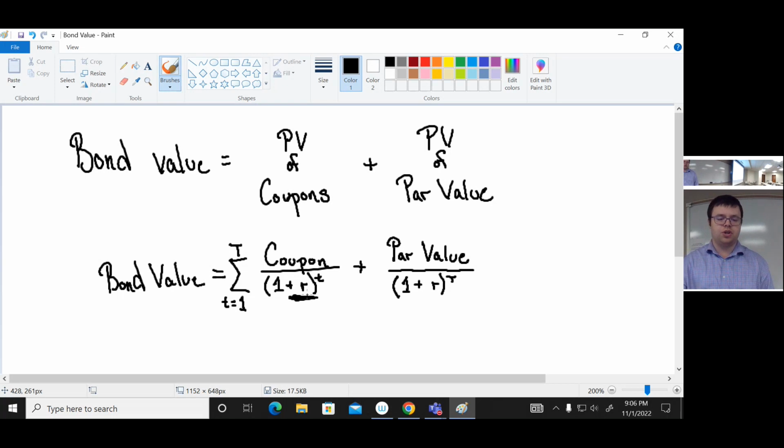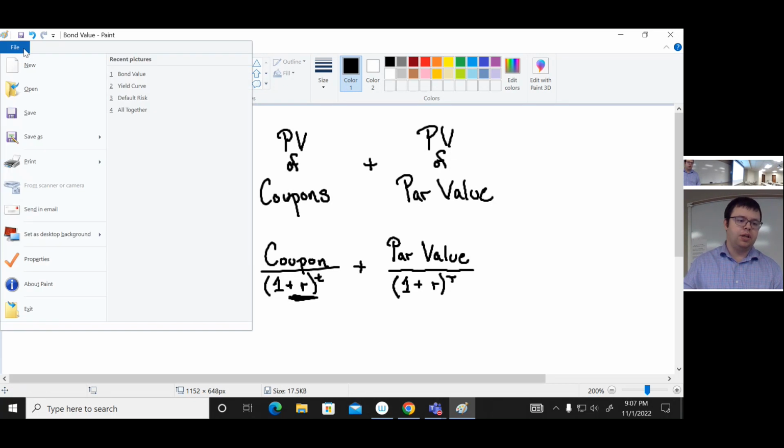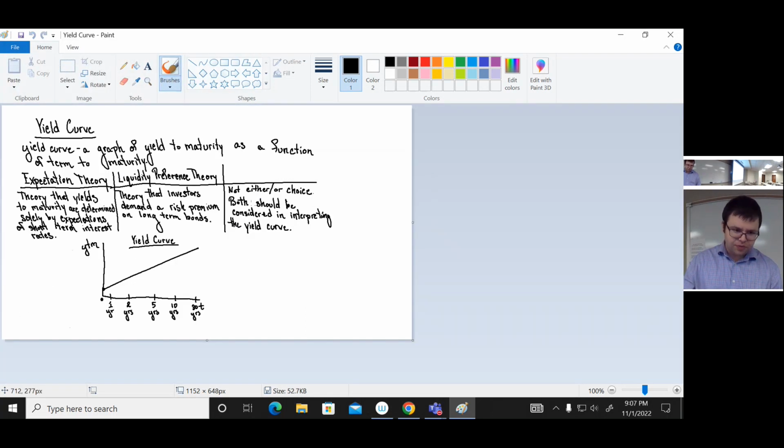So then the question is, what goes into determining a yield to maturity? What goes into that required risk calculation? Well, there's a couple of things. One is going to be the nominal risk-free rate, which I will discuss at the end. But probably the two more important in terms of the textbook are going to be time and default risk. So we're going to start with time, which is measured by the yield curve.